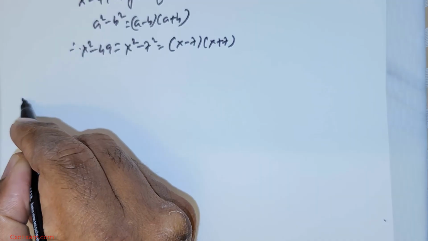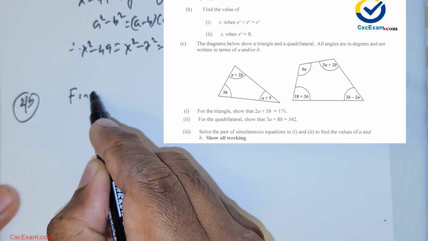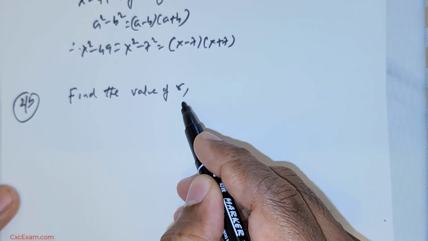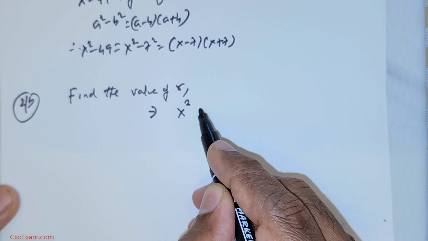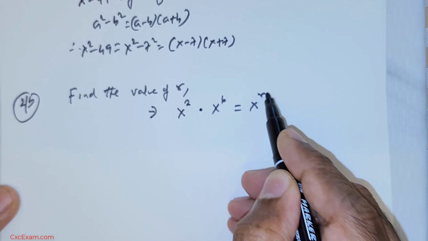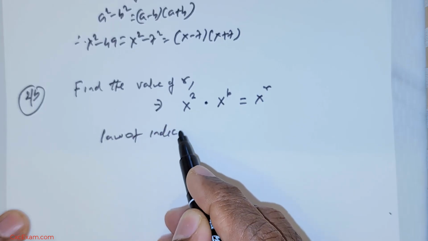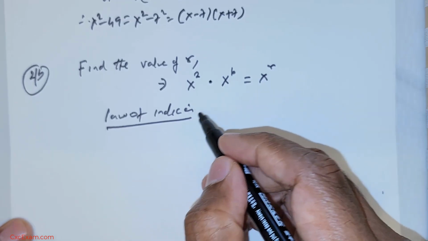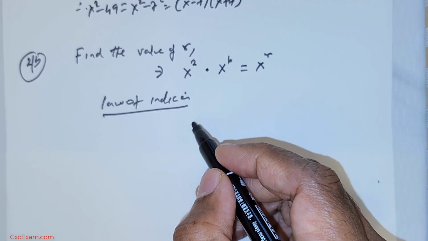Okay, this is question 2b. What they are asking us is to find the value of r such that x squared multiplied with x raised to the power of 6 is equal to x raised to the power of r. Now we have to use the law of indices. Please go through my notes on the law of indices, the different laws I have given there, along with the worksheet, and solve examples.